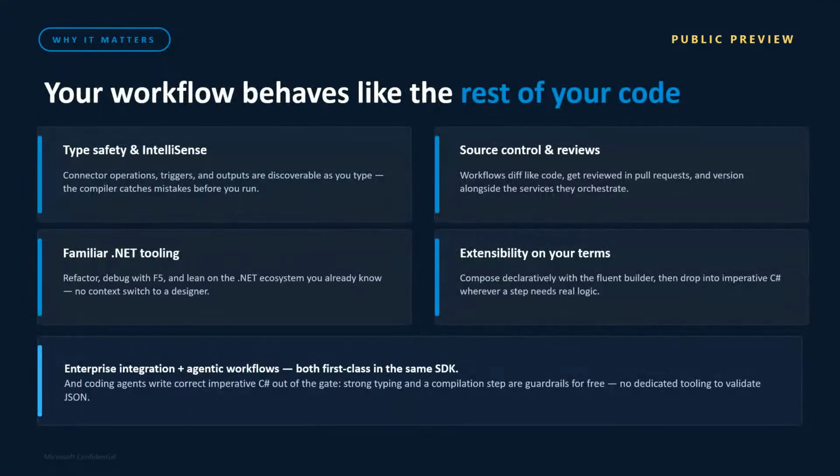So now, for the people that have always wanted a bit more control, your workflow behaves like the rest of your code, right? Some of the advantages are that now you have type safety and IntelliSense out of the box. You can start writing your actions and your triggers, and IntelliSense picks up and finds the information for you. Things that you would usually be doing in a .NET IDE, like refactoring and debugging with F5, and using other .NET ecosystem components that you might want, are available.